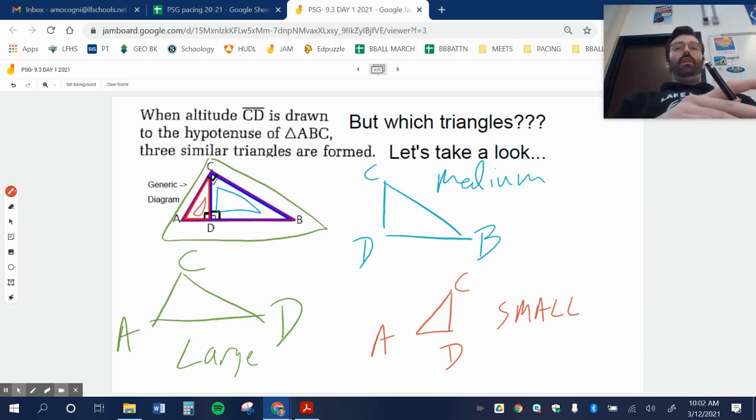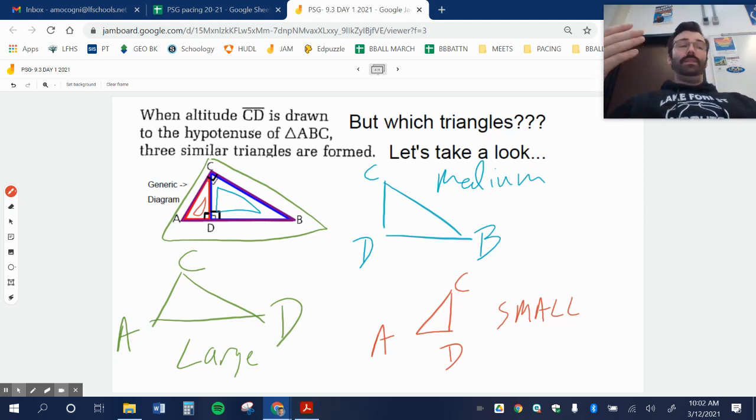So our goal today is trying to identify, are we looking at the small, the medium, or the large triangle? That's what I want to identify here. Are we comparing those two similar triangles? Which two similar triangles are we comparing? That's what we're trying to figure out within each problem.